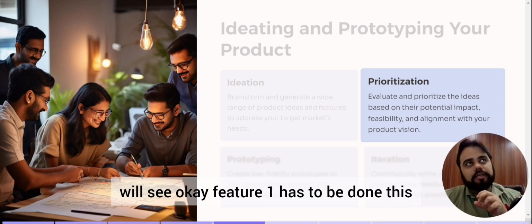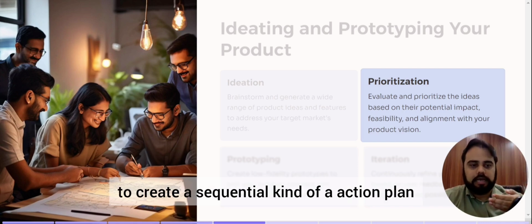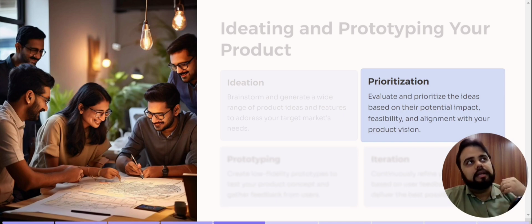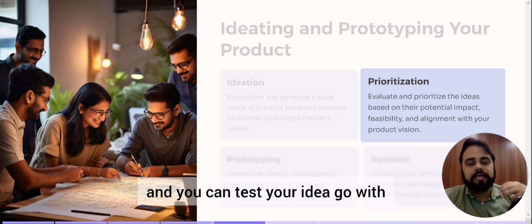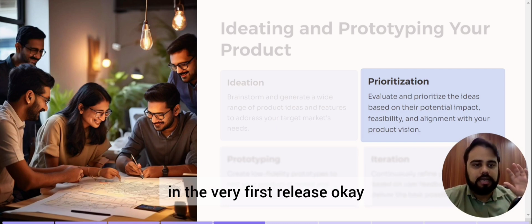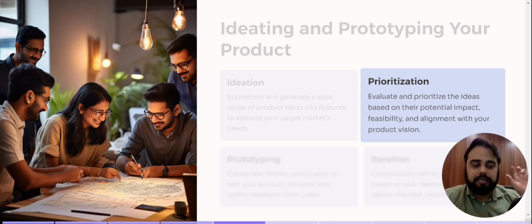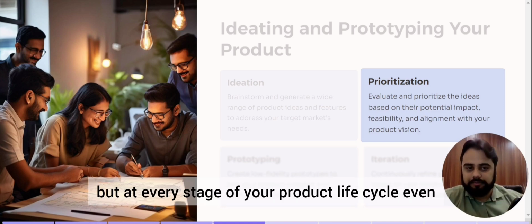Then you will see, okay, feature 1 has to be done this way, feature 2 this way, feature 3. So you have to create a sequential kind of action plan, and if things can be deployed without a few features and you can test your idea, go with that. Okay, don't try to embed all the features in the very first release. That is the prioritization thing, and it is applicable not only in the initial stage but at every stage of your product life cycle.